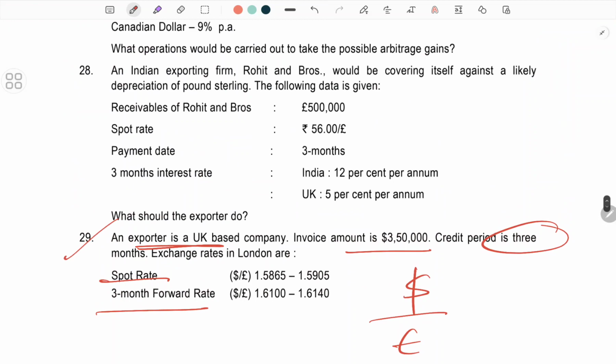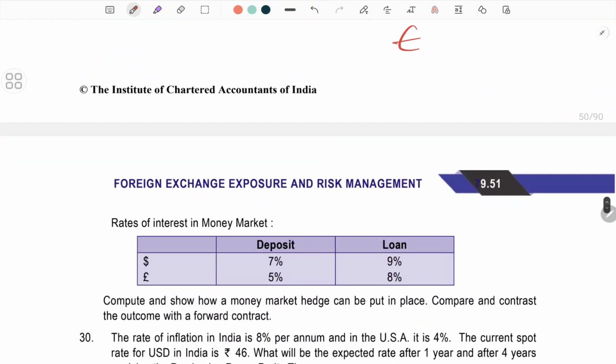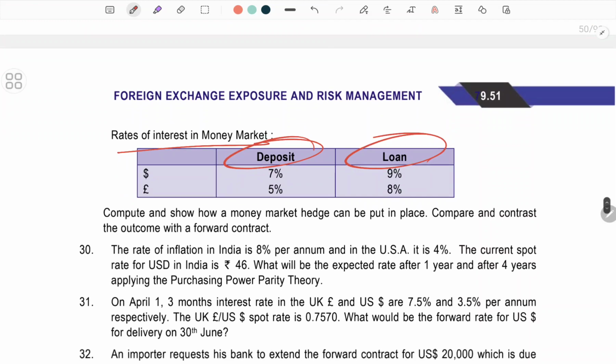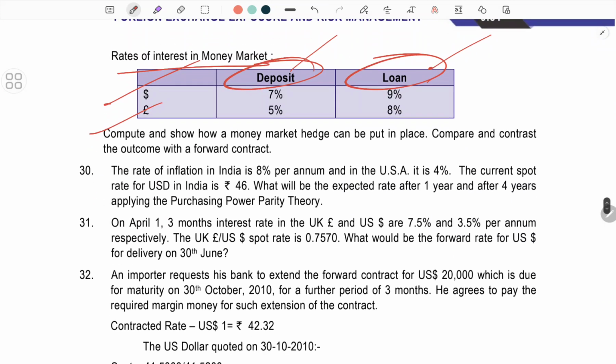If you see in question number 28, only one rate was given, a direct rate. This time both are given. The rate of interest in the money market is given for deposit, that is for investment, and for loan, that is borrowing, in dollars and in pounds. So in the United States and in the UK, both are given to you. Compute how a money market hedge can be put in place. Compare and contrast the outcome with a forward contract.